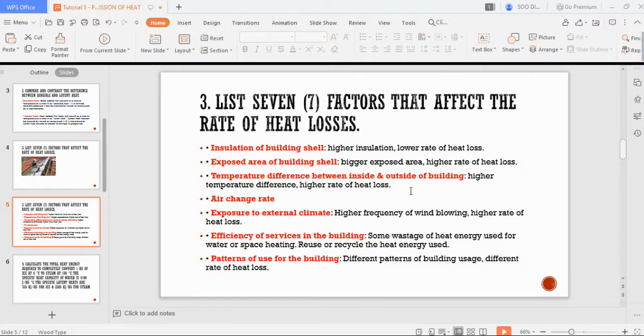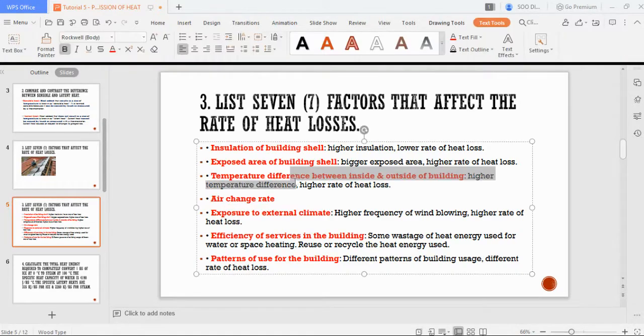Because if you have a difference in temperature inside your building compared to outside of the building, the temperatures will try to reach equilibrium. They want to be at the same temperature. Also, the next one is air change. Exposure to external climate: higher frequency of wind blowing, higher rate of heat loss.